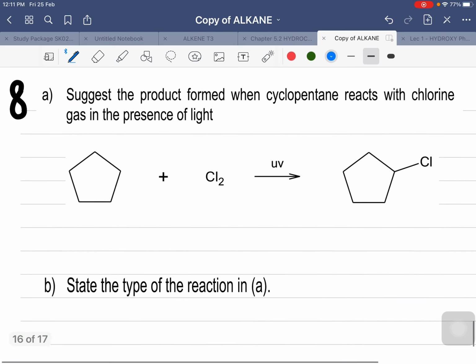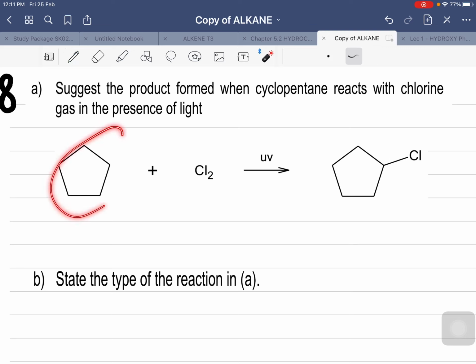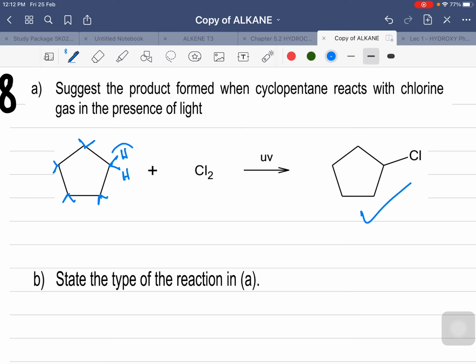Okay. Soalan nombor 8, suggest the product form when the cyclopentane react with chlorine. Okay, this is cyclopentane react with chlorine. So each of the carbon in the cyclopentane has 2 hydrogen. Okay, so one of the hydrogen is being substituted by the chlorine, and then we are forming the chlorocyclopentane. State the type of reaction. Because it is substituting the hydrogen, it is substitution.